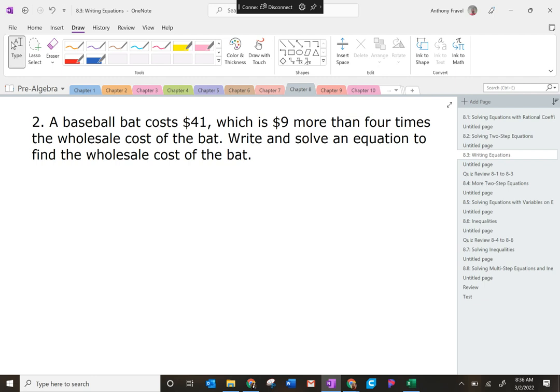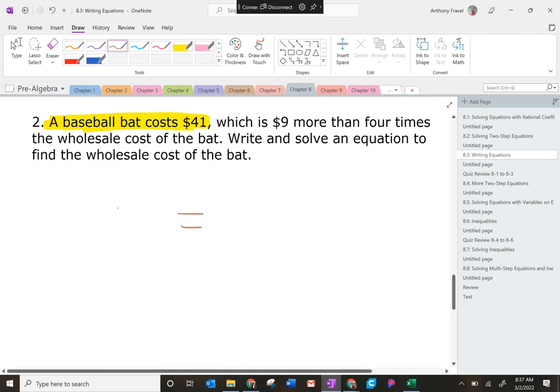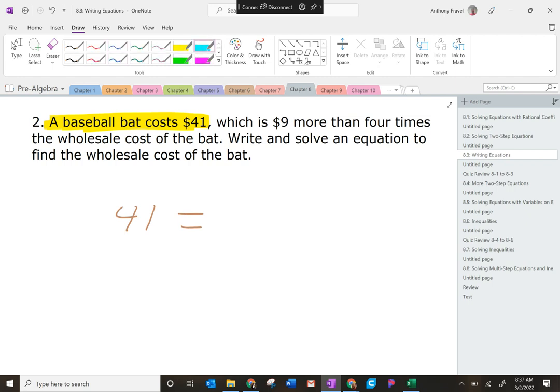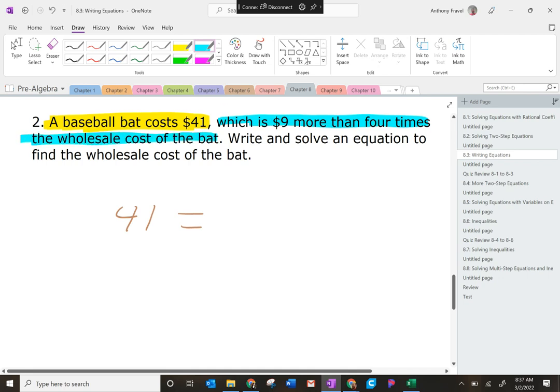Okay. Any guesses on which part will be on one side of the equal sign? Daniel? 41. Wait, it'll equal 41. Yep, so I got all this stuff over here. I agree. It's all going to equal 41. That tells me that the rest of this stuff over here is all going to be on the other side of the equal sign. So I've got 9 more than 4 times the wholesale cost of the bat.